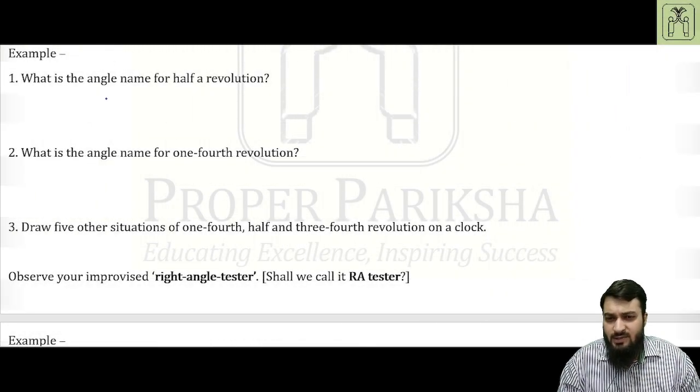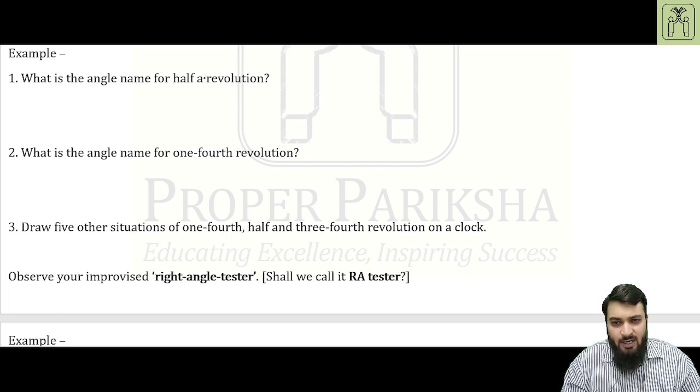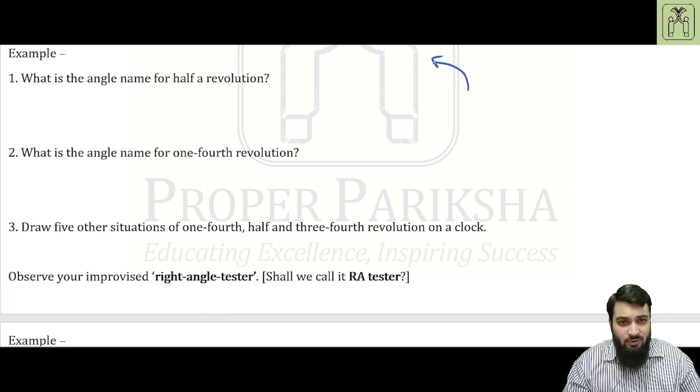Okay. So now we will solve some examples. What is the angle name for half revolution? Okay, what is a half revolution? As I said, 0 to 90 is 1/4 of the revolution, and 0 to 180 is half revolution, and it represents a straight angle.